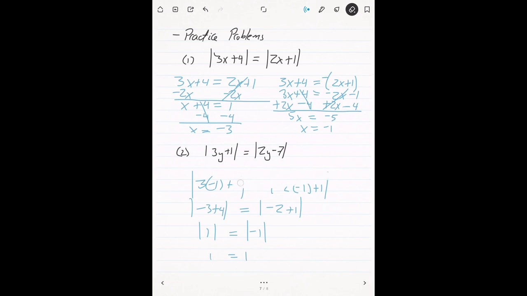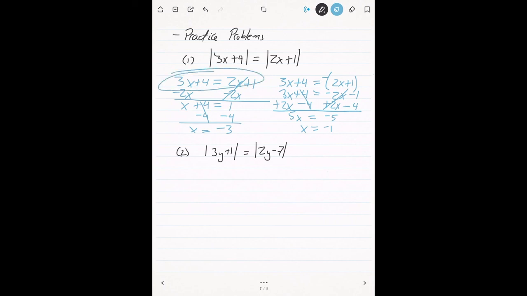So, again, you can see when we work through this process, we're still writing two equations. One where the interiors are equal, and one where they're opposites from each other. I am not working by actually solving the absolute value equation.